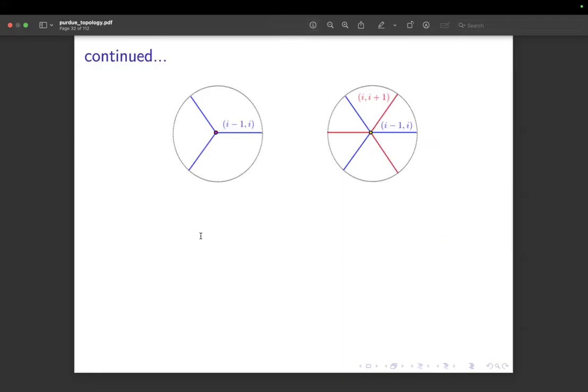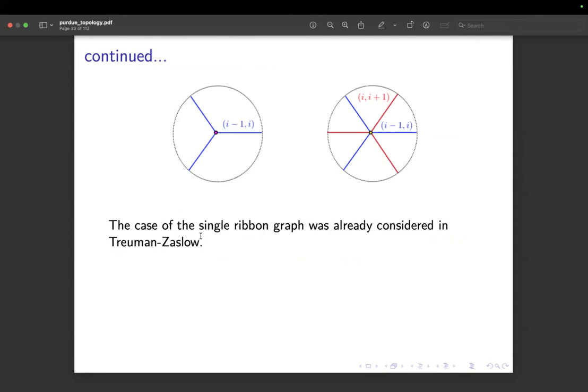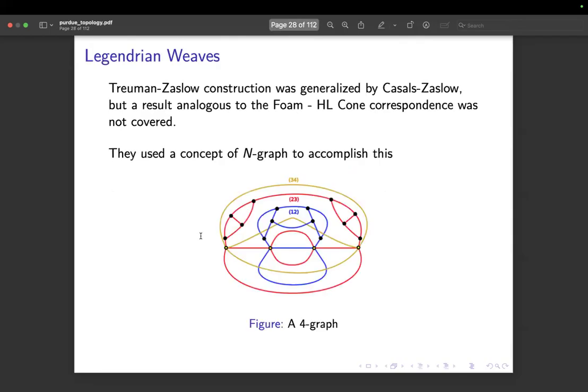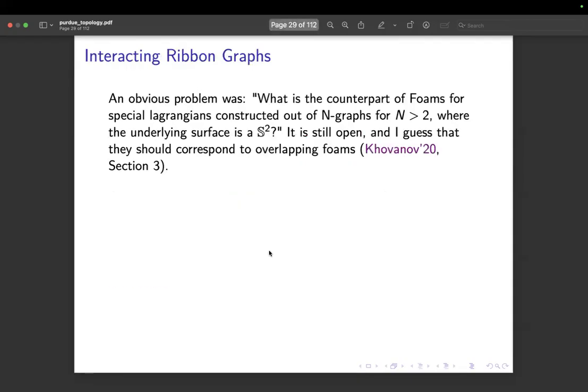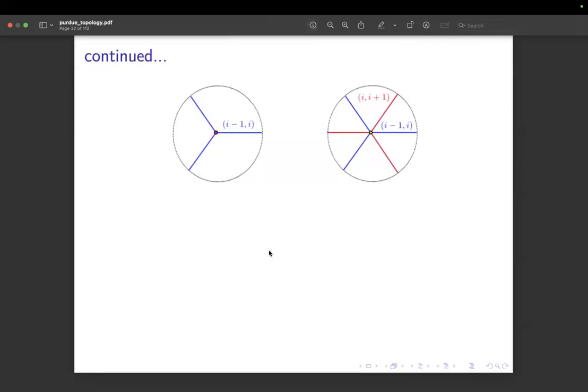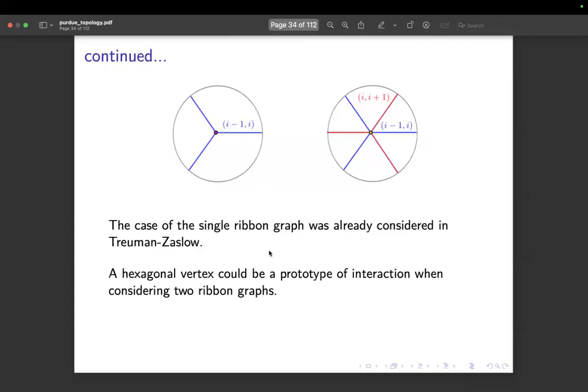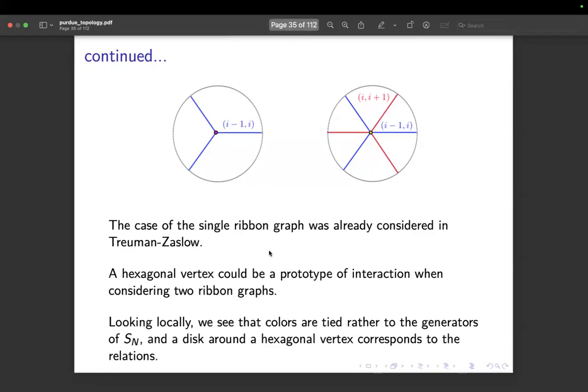Okay, and one crucial observation, and I will finish this section here, is that when you consider a single ribbon graph, that was already done by Treumann-Zaslow, and the hexagonal vertex. So let me go back to the previous slide. Okay, and these vertices are called hexagonal, where you see, for example, red and yellow meeting and red and blue meeting. And the only thing I noticed is that this is not associated to the graph, but rather to groups. And I can do that with ordinary groups as well. So if I have a group and a presentation, I could do something like that. And then the question is, when I consider the case N=4 as a special case, what do I get?